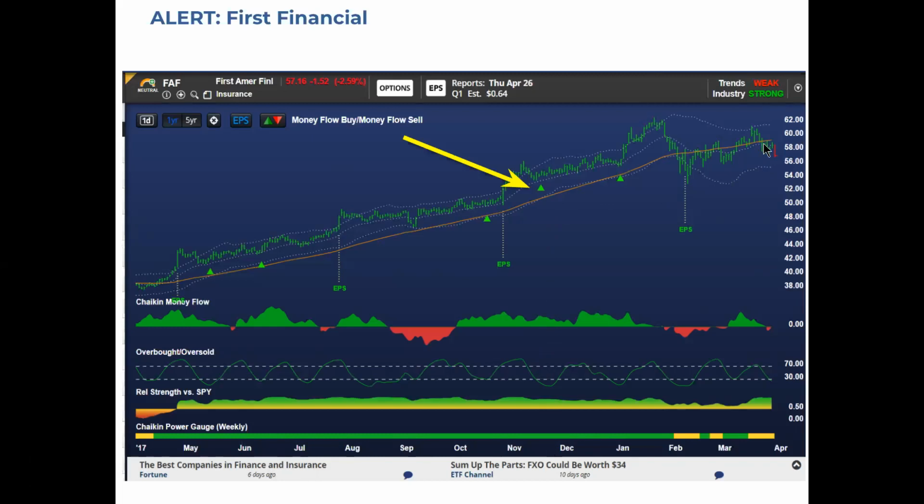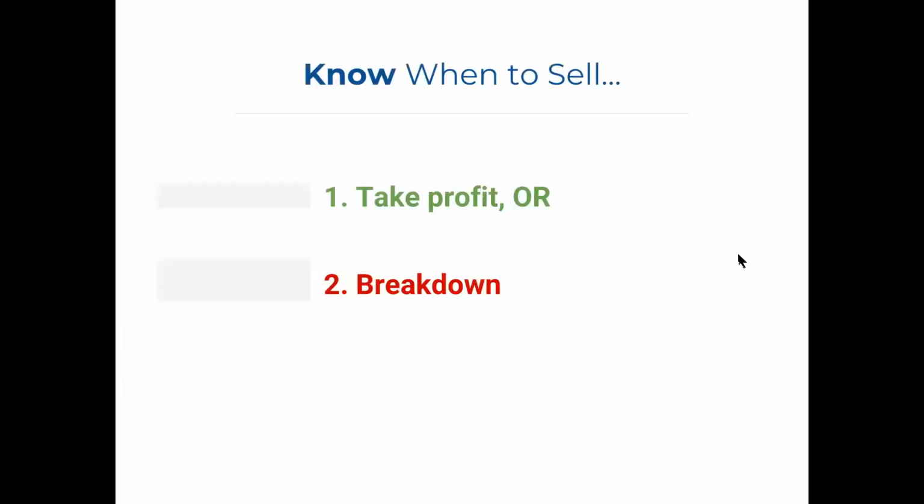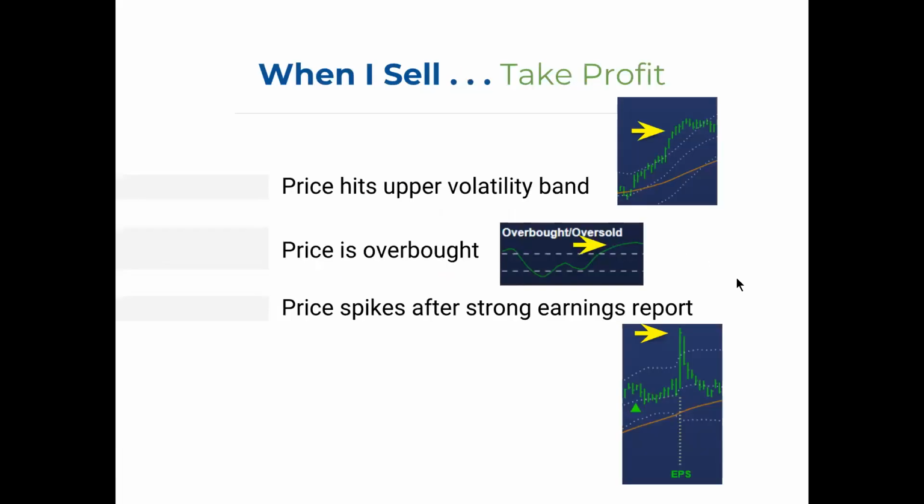And as you can see, it's had a pretty nice run, even in the midst of the S&P being down 3% on the year. This stock is holding up on its own. So that's about that. That goes through the when to buy, when to sell. There's two scenarios. Either you're going to sell to take a profit, or you're going to sense that there's a breakdown. And I'm going to break this down into two components. And let's go through taking a profit first.